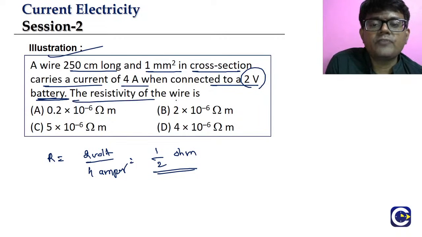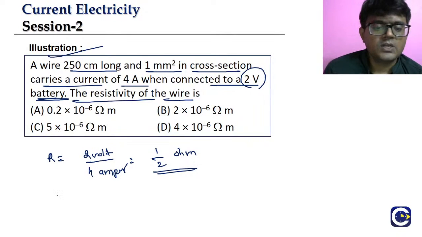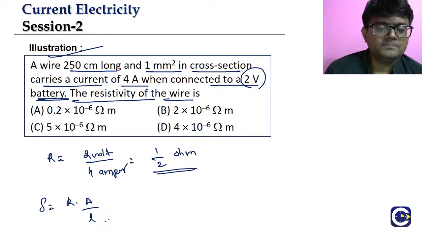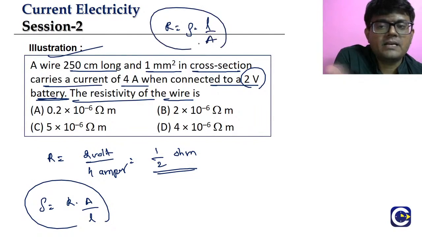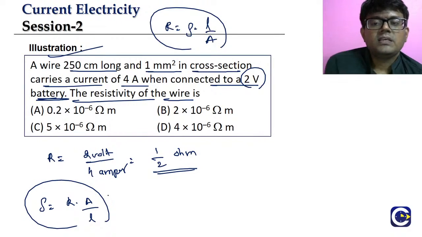What is it that we need to find? We need to calculate the resistivity. So what is the resistivity formula? R into A by L, right? Because R is equal to what? Rho into L by A. If we rearrange it, rho will be equal to what? R into A by L.